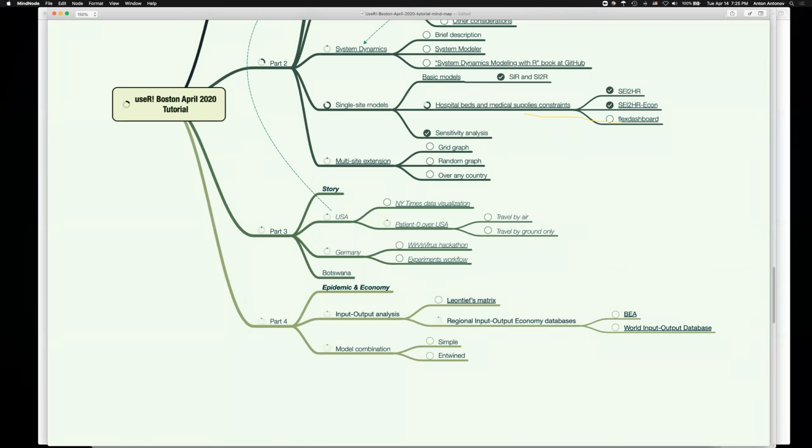Jared, is there any way to manipulate your model based upon if specific demographics don't follow quarantine? Yes. I mean, it's compartmental models. You just do different compartments.